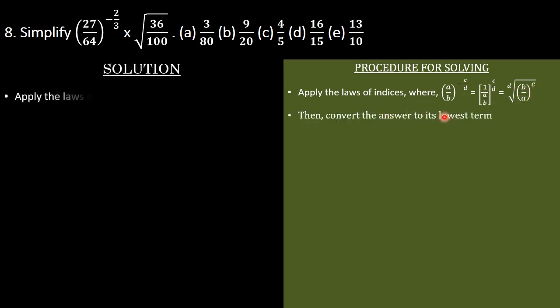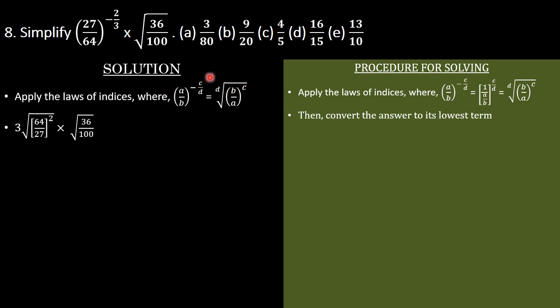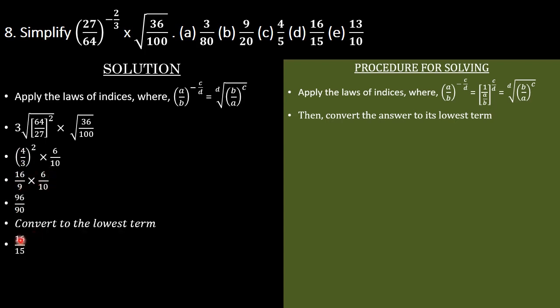Let's check the solution. Now let's apply the laws of indices where a over b raised to power minus c over d is equal to the d-th root of b over a raised to power c. When we apply this law for this term, we have cube root of 64 over 27 raised to power 2 multiplied by root 36 over 100. We now have 4 over 3 squared multiplied by root 36 over 100, which is 6 over 10. Here, the square of 4 over 3 gives 16 over 9 multiplied by 6 over 10. We have 16 over 50.